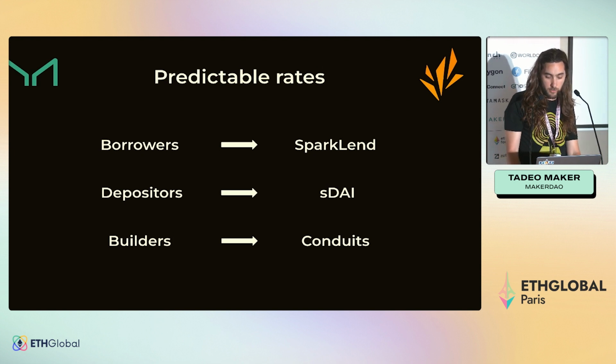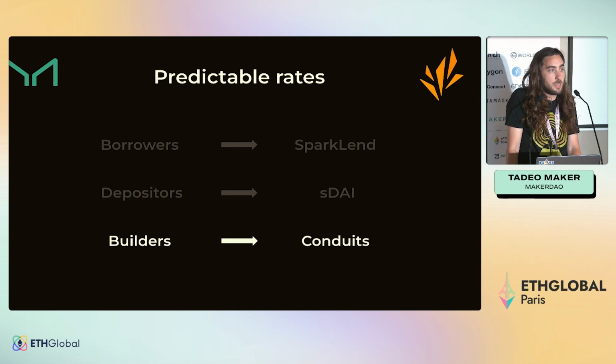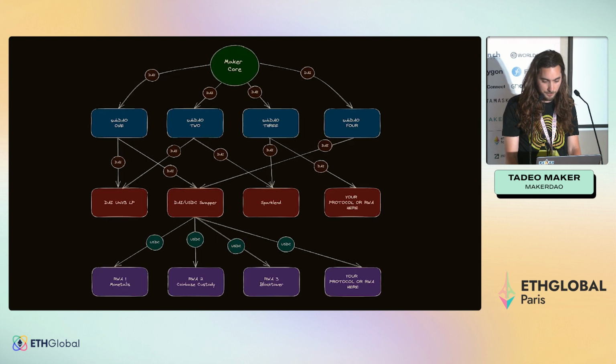And then finally, the one I really do want to talk to you guys about today is the conduits. Conduits are, we can call it, an adapter between Maker and the rest of the ecosystem, a way for builders to actually deploy Maker capital directly into protocols, whether they're fully on-chain or a mixture of off-chain with real asset protocols, for example.